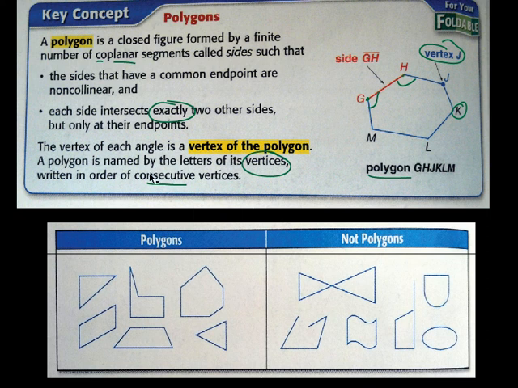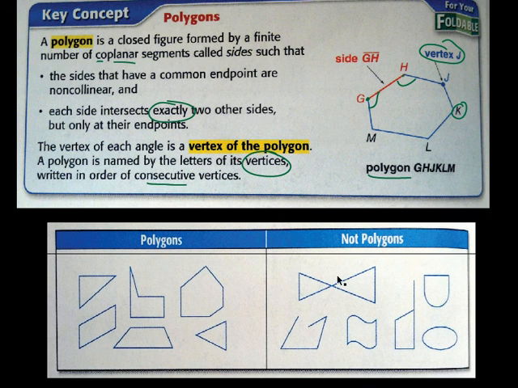Well, let's see. Each side intersects exactly 2 other sides. So let's take a look at this side right here. If we consider that one of the sides of the polygon, how many places does it intersect? Well, look, this line right here, do you see what I'm pointing at? Intersects here, and here, and where else? And here, okay? At 3 different sides it intersects. It intersects this side, this side, and this side. That's 3. This says it can only intersect exactly 2 other sides.